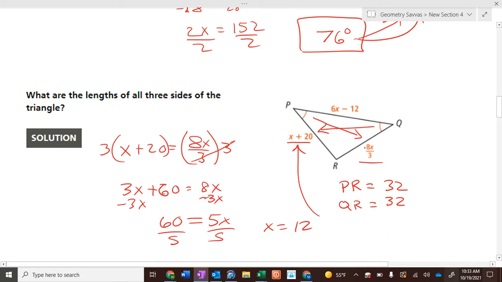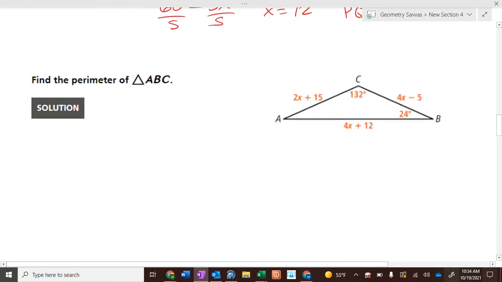All right, because what's 8 times 12? 96. Divided by 3 is 32. All right, what is PQ? Now that's a little different. 6 times 12 is 72 minus 12, 60. So PQ is a little longer. That's 60. Okay? All right.